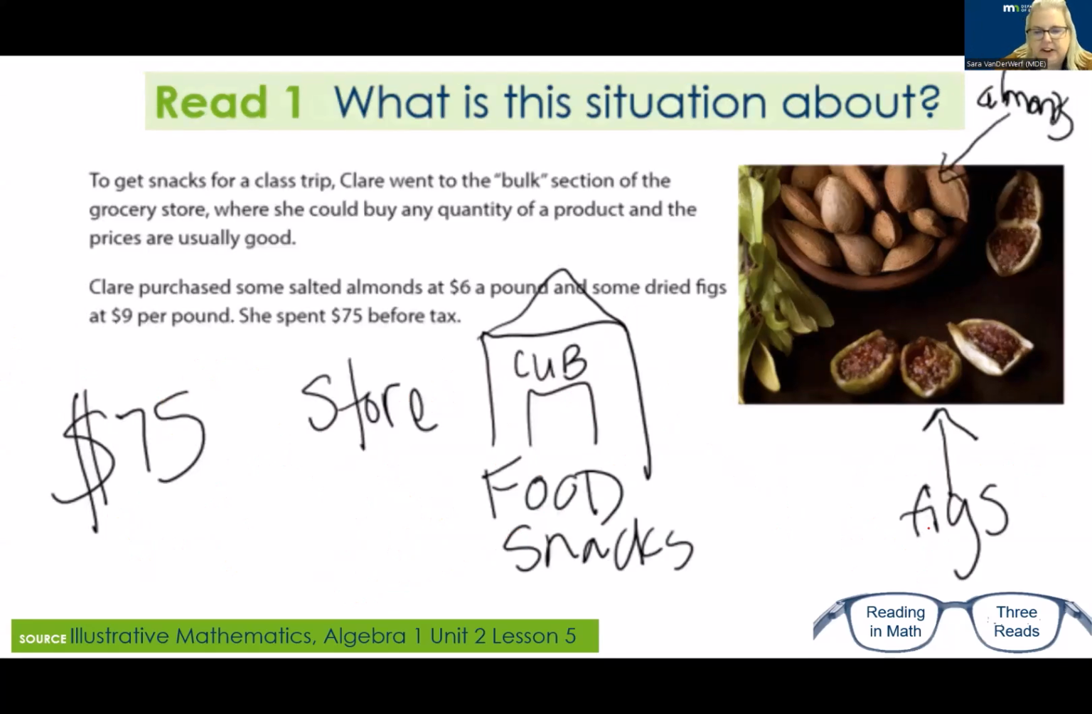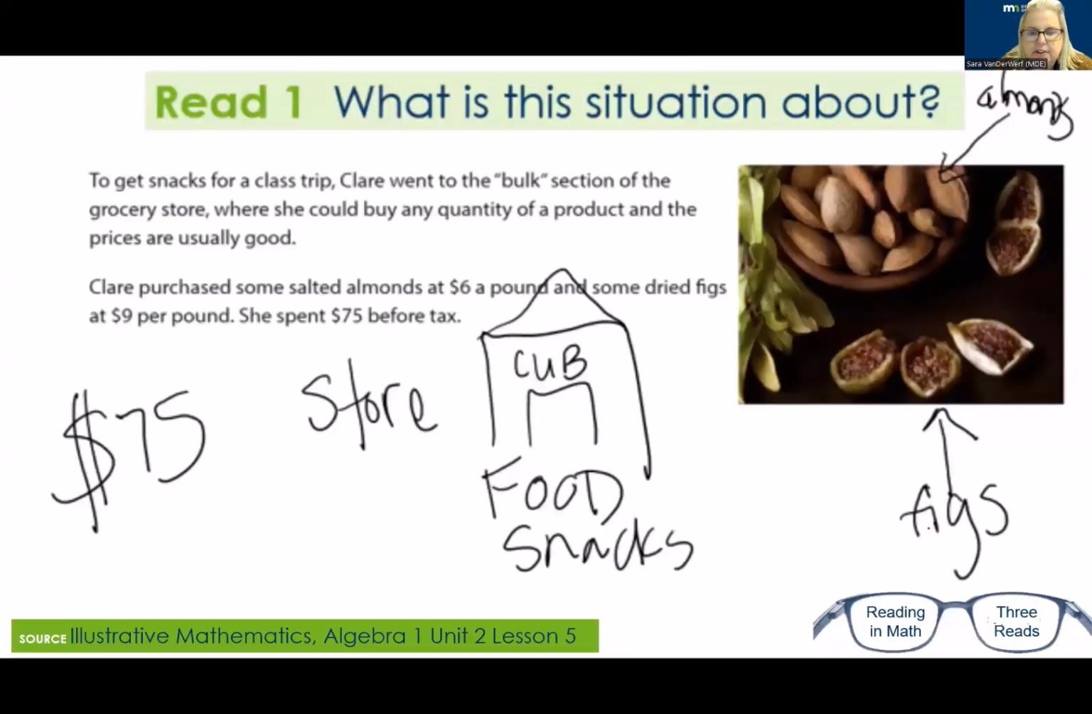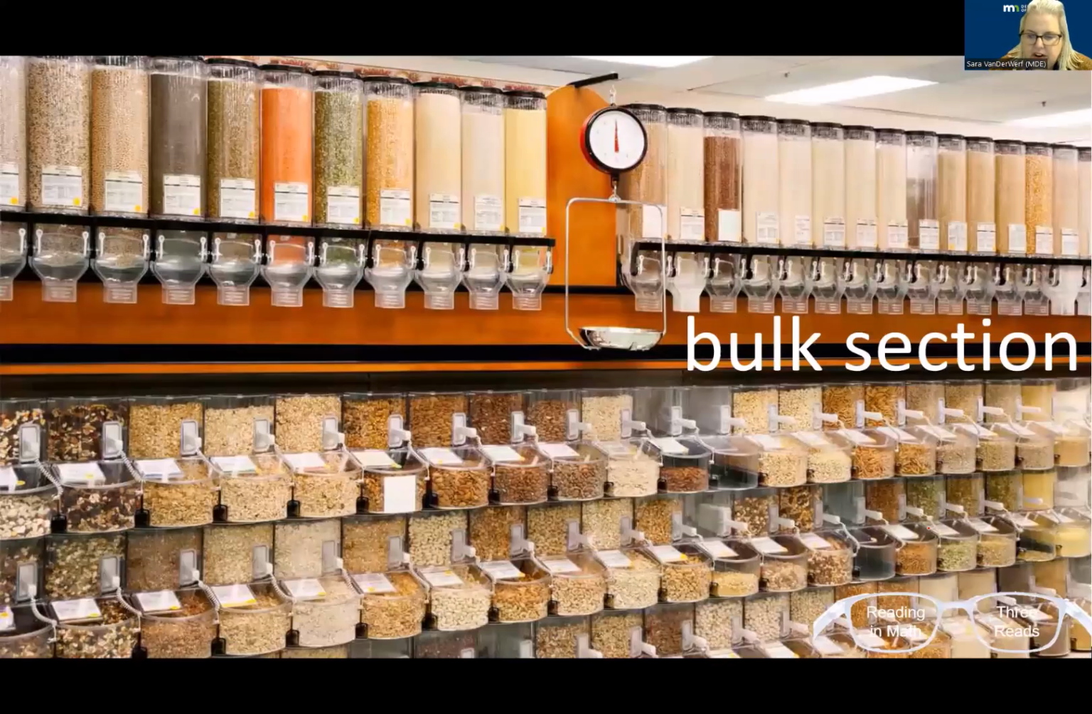By the way, this is from another time that I did this problem. Sometimes I'll draw a picture. This is me talking to you like teachers right now of what's going on. But a lot of times what I'll also do is point at the picture if there is one and point at what the almonds are, what the figs are. I also saw in this problem, they might not know what a bulk section is. I noticed somebody in the chat put quotes around the word bulk, and I don't think even all the adults in this space would know what a bulk section is.